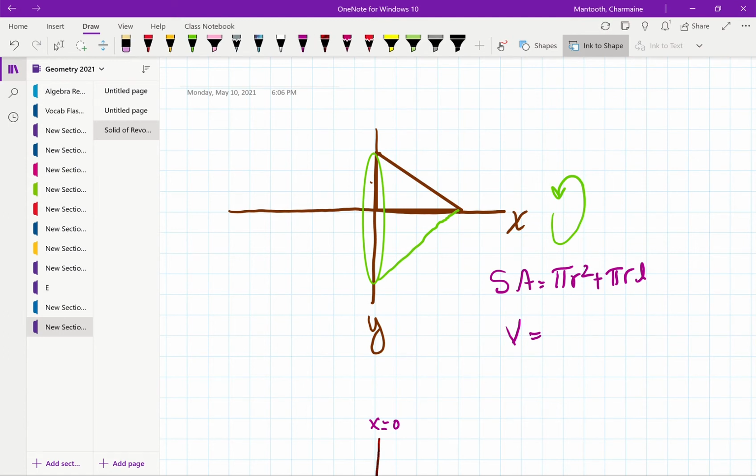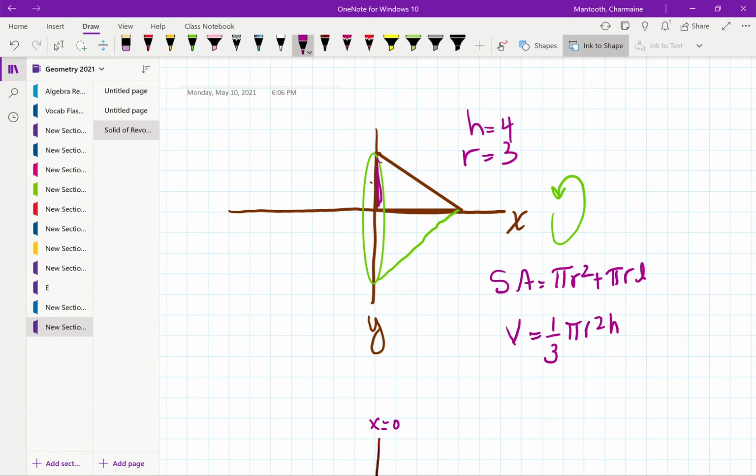And the radius of this cone is 3. That's right here, radius is equal to 3. The height is equal to 4. I could calculate the surface area and the volume of a cone, 1/3 pi r squared h. Okay. So I could do that.